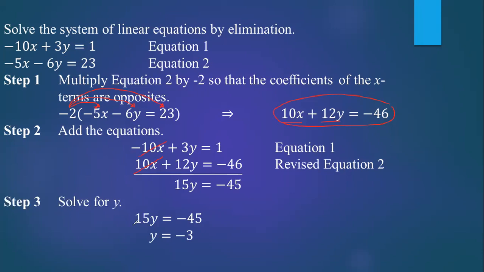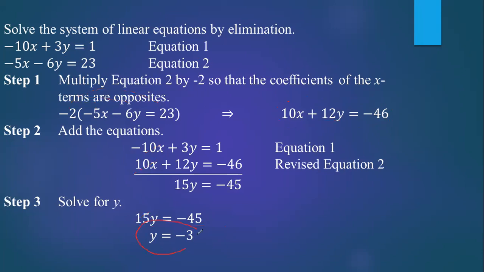So y equals negative 45 over 15. We eliminate 15 by division. Since you divide the left-hand side, divide also the right-hand side by 15, so that we get negative 3. All right. So we now have the value of y, which is negative 3.